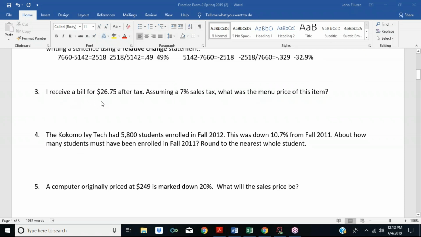So let's take a minute and why don't you guys try number 3. I'm going to give you a minute to do that. It says the bill was $26.75 after tax with a 7% tax rate. What was the original price? So do that, and when you're done, throw a hand raise up. Don't put the answer in the chat box yet.